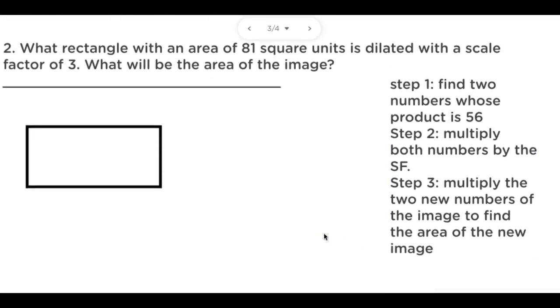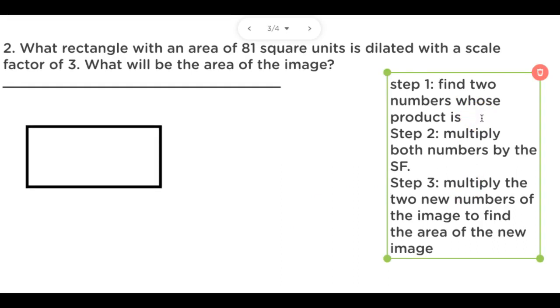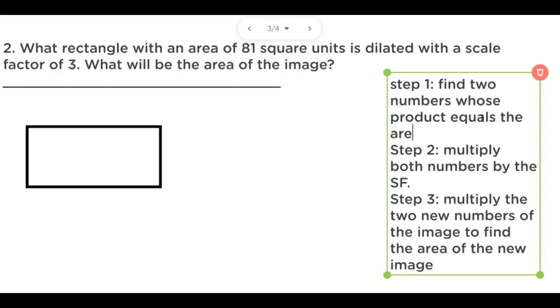All right, step 1. Find two numbers whose product equals, well, it's not 56, it is now 81. So perhaps I should have said find two numbers whose product equals the area of the pre-image. And the area of the pre-image is 81.